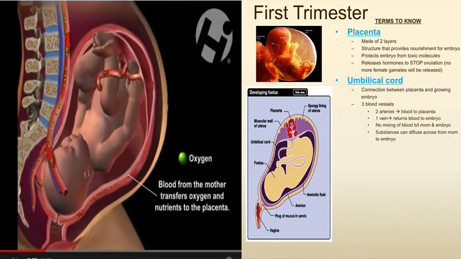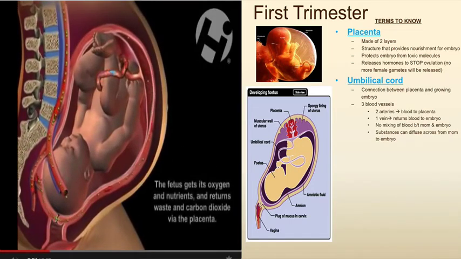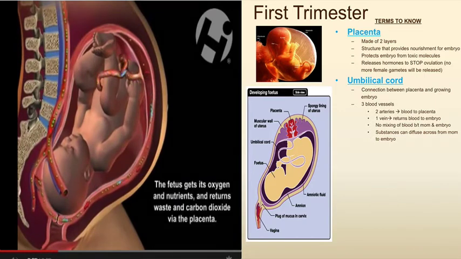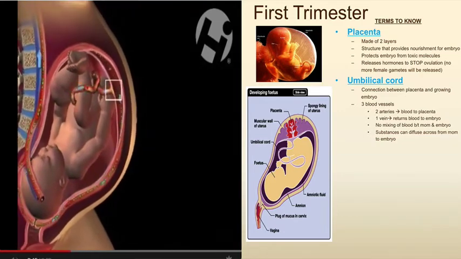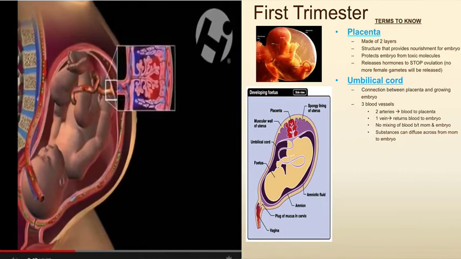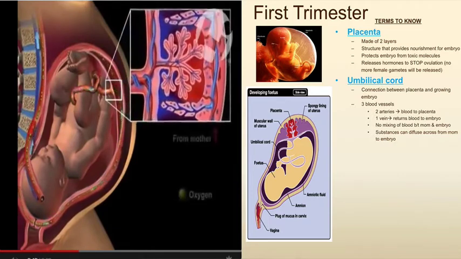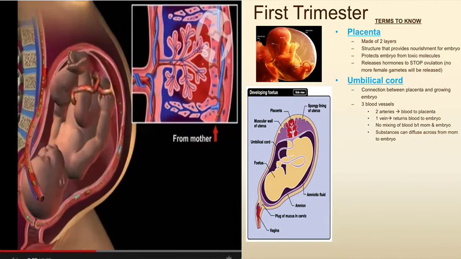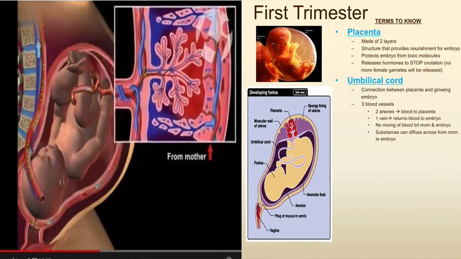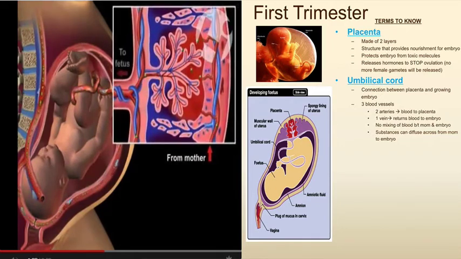The next structure you want to know is the umbilical cord. The umbilical cord is what connects the placenta to the growing embryo. It contains some really important blood vessels, 2 arteries which are carrying blood to the placenta, and then 1 vein which is returning blood to the embryo. There's no mixing of blood between the mother and the embryo at this point, which is really important. However, substances can diffuse across the placenta from the mother to the embryo.